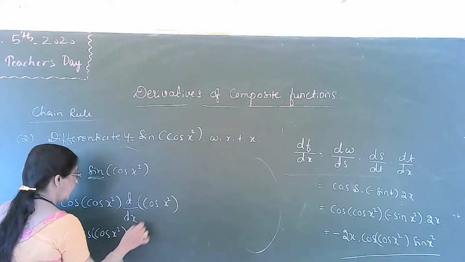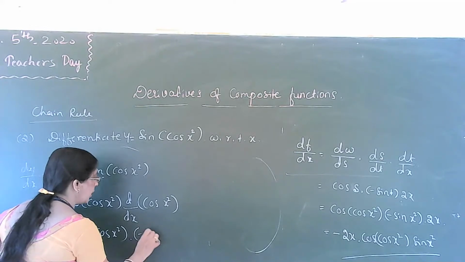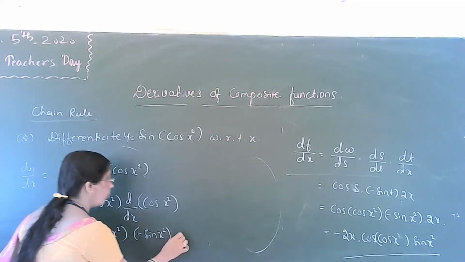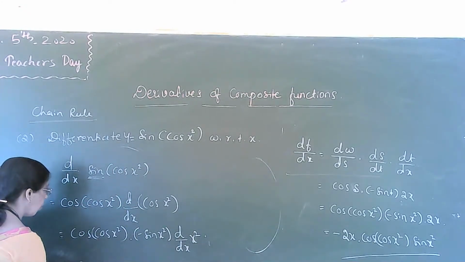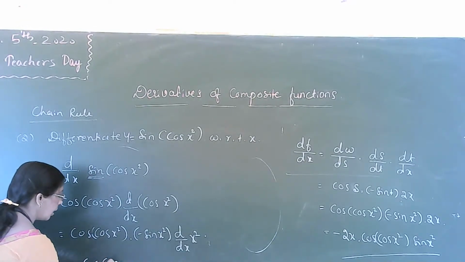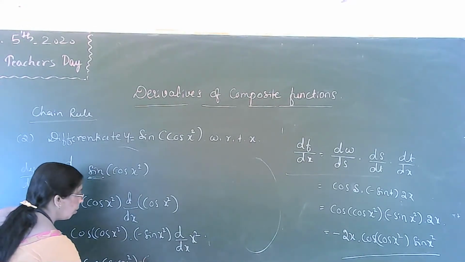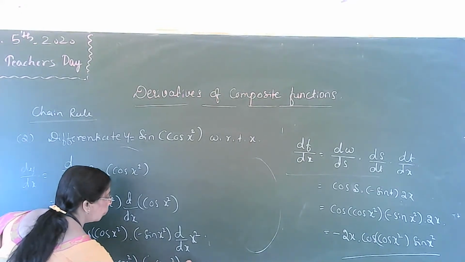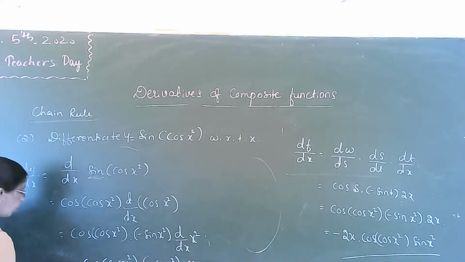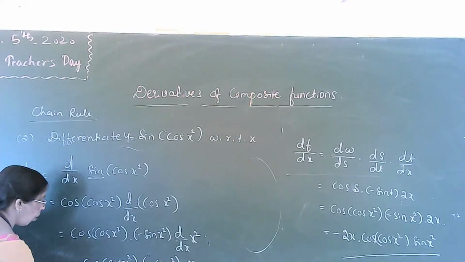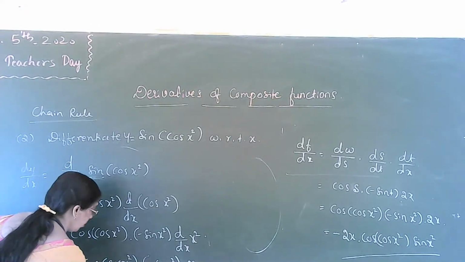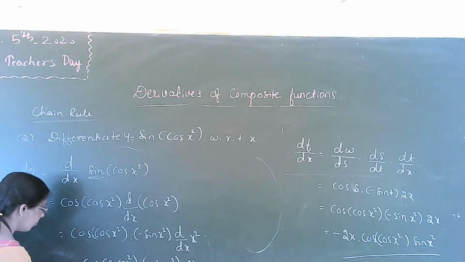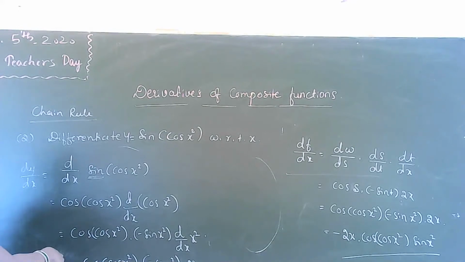Cos x square into, here the derivative of cos x square is equal to minus sin of x square, and find the derivative of x square. It's equal to cos x square into minus sin x square into the derivative of x square, which is 2x. So it is equal to minus cos x square into sin of x square into 2x. I write here 2x: minus 2x into cos x square sin x square.